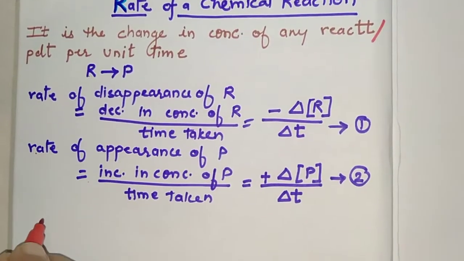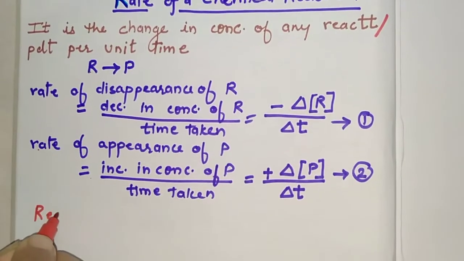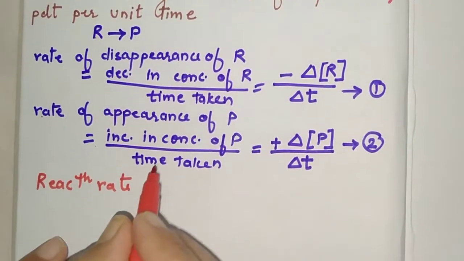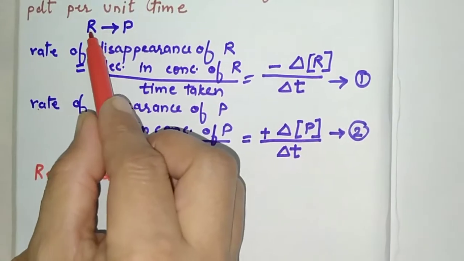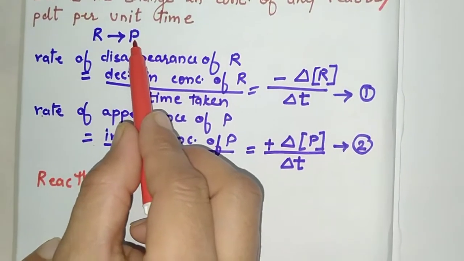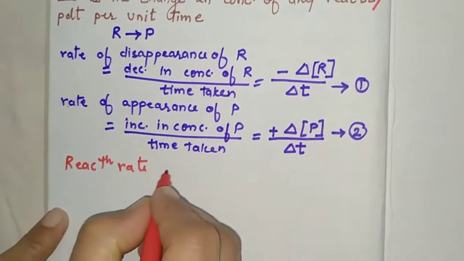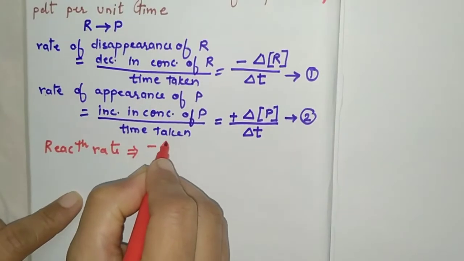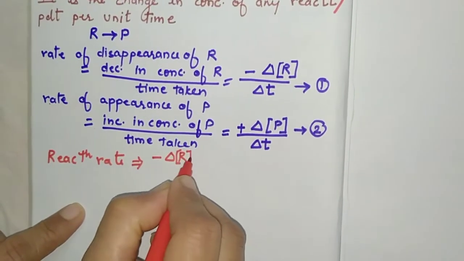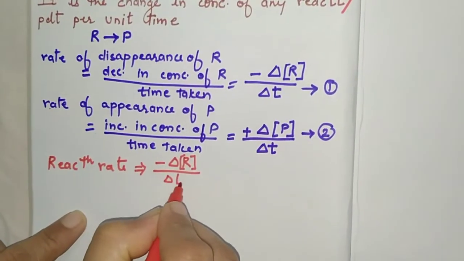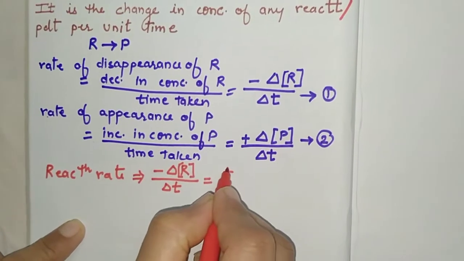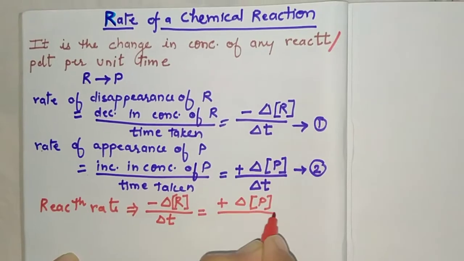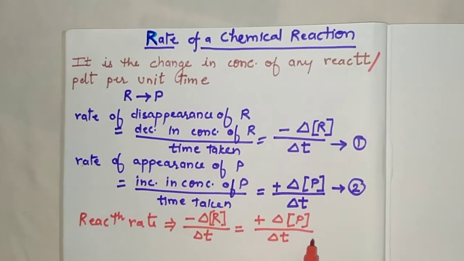Now what is the overall reaction rate? As I told you, the rate of disappearance will be equal to the rate of appearance. So what will be the rate of reaction? It will be equal to minus delta R upon delta T, equal to plus delta P upon delta T.